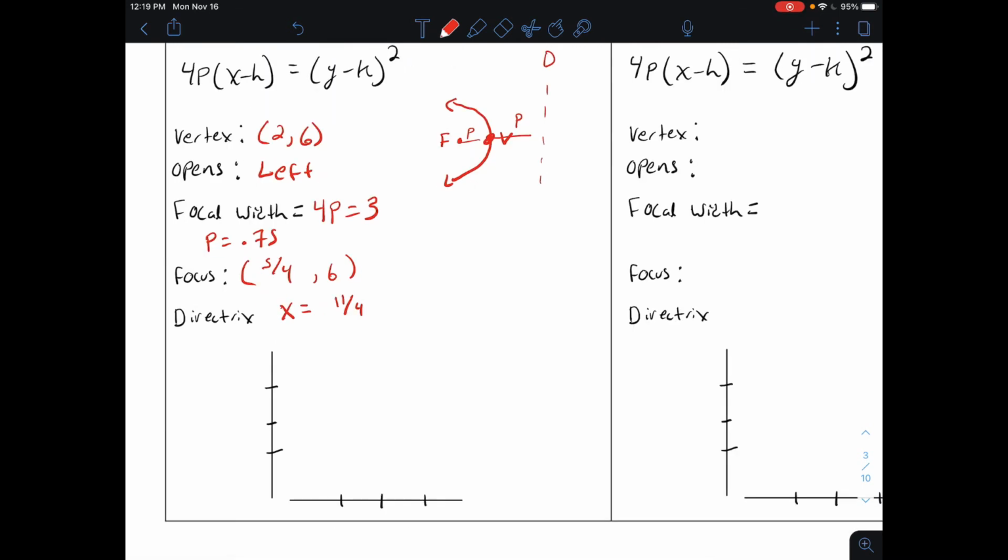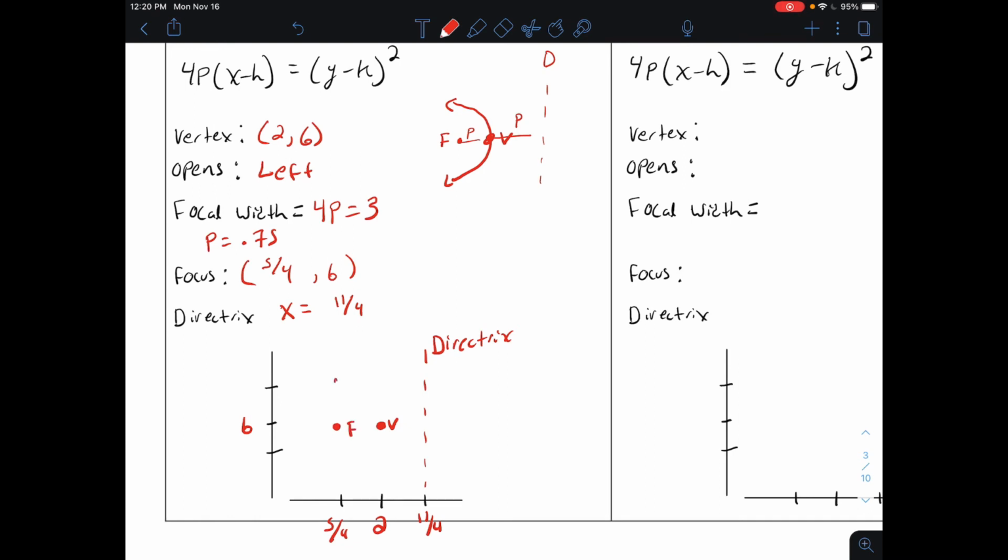Now we'll put all this information on our sketch here, and so we'll get my x values. I have an x value of 2, an x value of 11/4, and an x value of 5/4. The one y value we have is the y value of our vertex, so I'll put a dot there, I'll label it V. We have the directrix line, which is located here to the right at 11/4, so that's my directrix, and the focus is located to the left of that vertex, and so this is what we have.